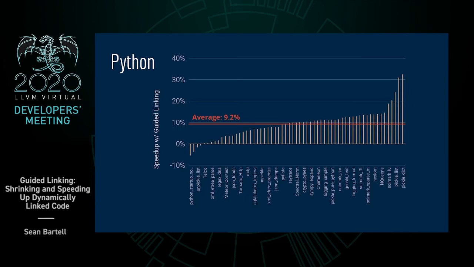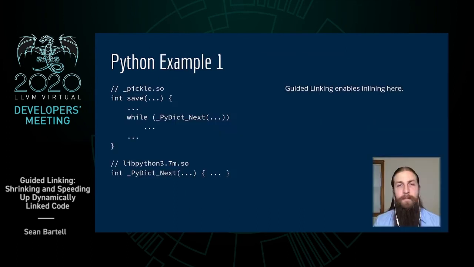Here are the speedups we get on each of the benchmarks in PyPerformance. On average, we get a 9.2% speedup over the baseline. In the best case, we get a 32% speedup, and in the worst case, we get a 6% slowdown. There are only 4 out of 61 benchmarks that slow down, and we believe these slowdowns are caused by issues with code layout in the merged library. Now I'll show a couple of specific examples that help explain how we get this speedup.